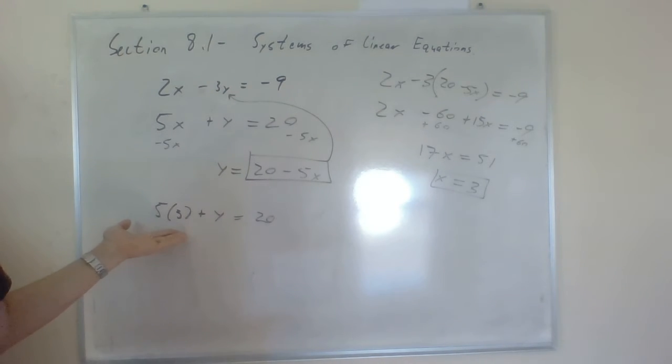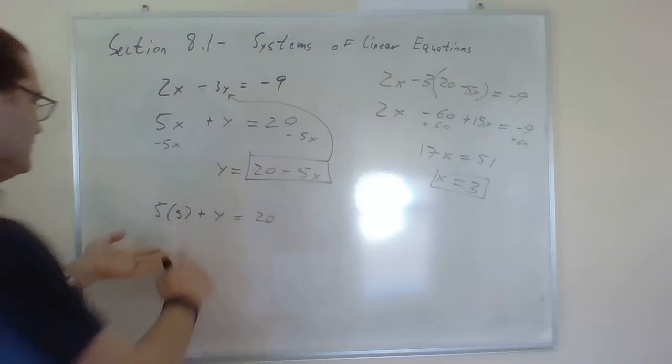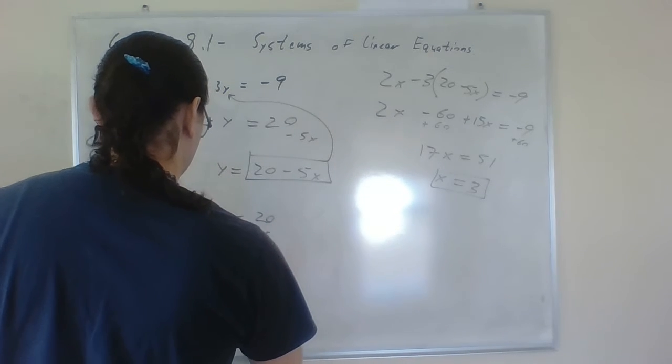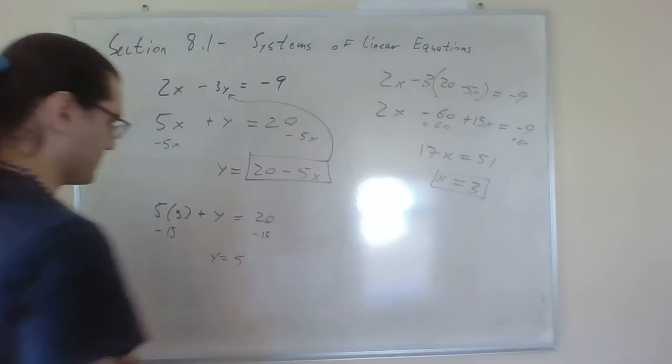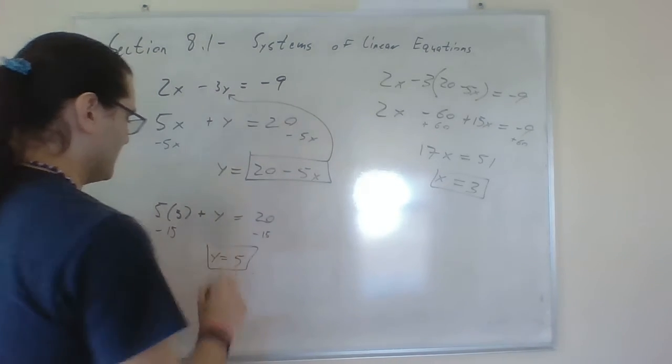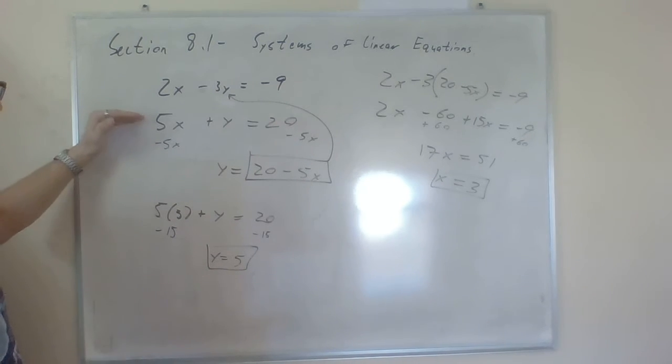Again, we have a pretty effortless linear equation here. This is 15, so you subtract 15 from both sides. You get y equals 5. That's the answer you get using just the bottom one.